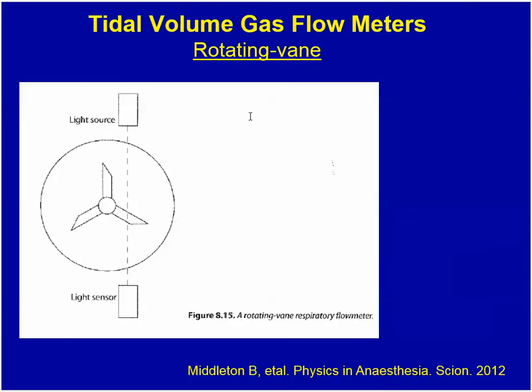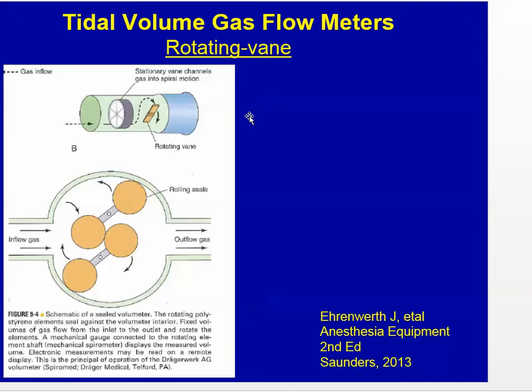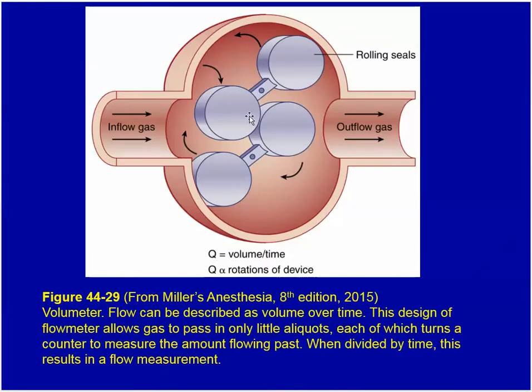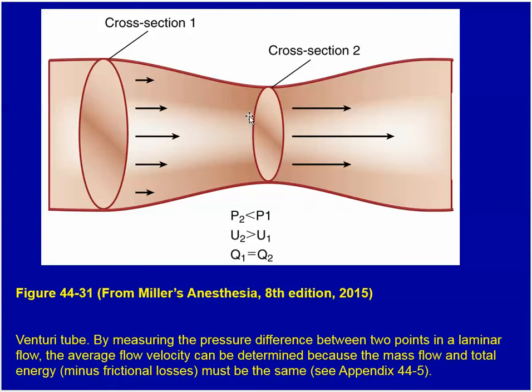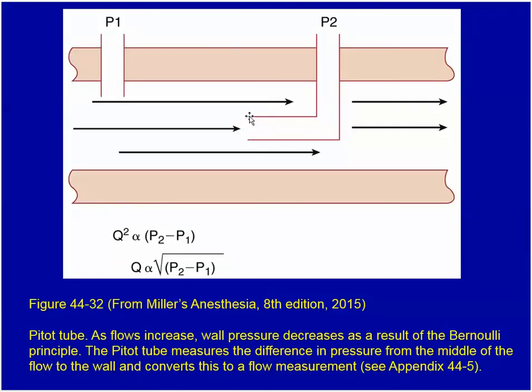There are many different varieties of flow meters that are used, including the rotating vane, of which there are several varieties. The so-called Venturi tube, and as you recall, when flow goes from a wide orifice to a narrower orifice, the side pressure decreases, and based on the drop in pressure, it can calculate the flow. This is a so-called pitot tube, which measures the side pressure, compares the side pressure with the end pressure to calculate flow.